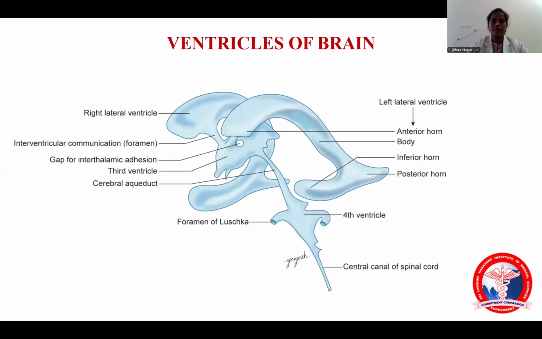So ventricles of brain, we can see there are two C-shaped lateral ventricles. Then there is a third ventricle. Then there is a fourth ventricle. So we have two lateral ventricles, one third ventricle and one fourth ventricle. Now these two lateral ventricles are connected to the third ventricle by foramen of Monro, also called as interventricular foramen. Now this third ventricle is connected to the fourth ventricle through cerebral aqueduct.